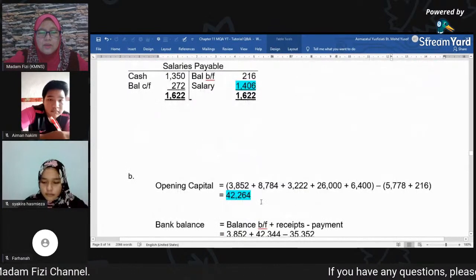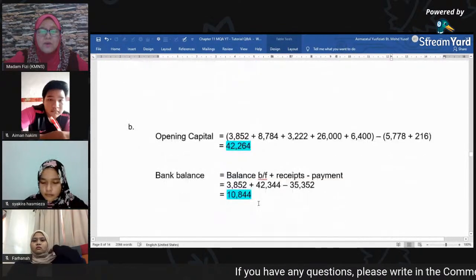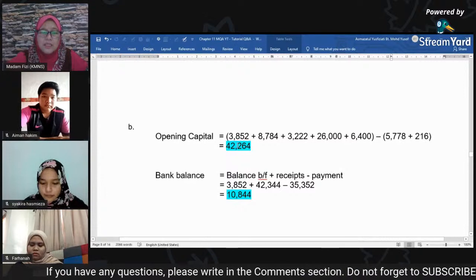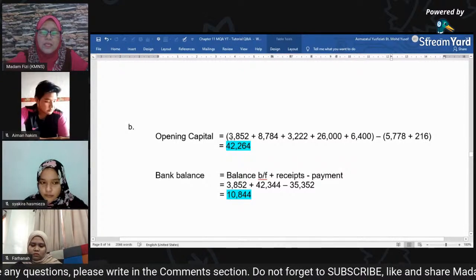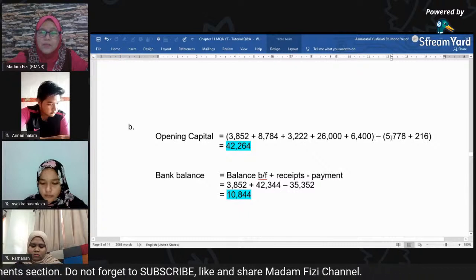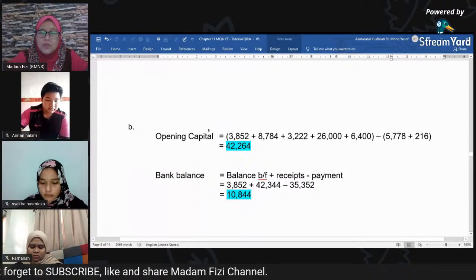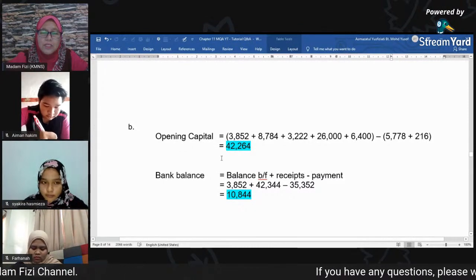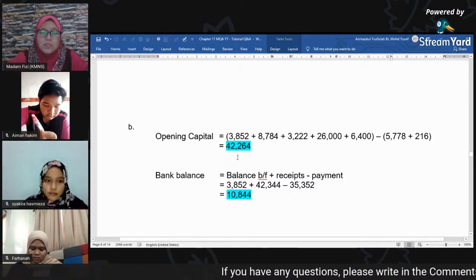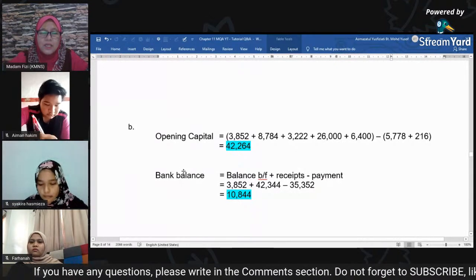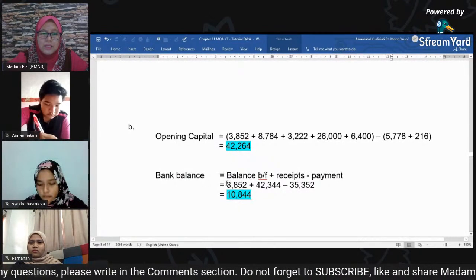Okay, now question B for opening capital. Opening capital is opening asset minus opening liability. This figure you can get from the question. So the answer for opening capital is 42,264.